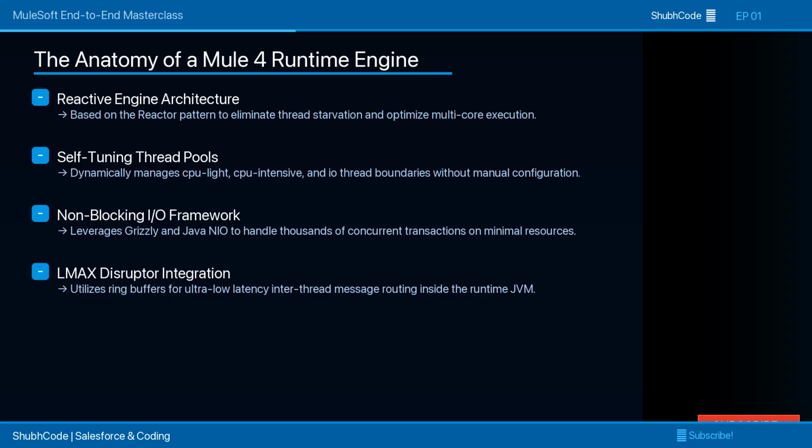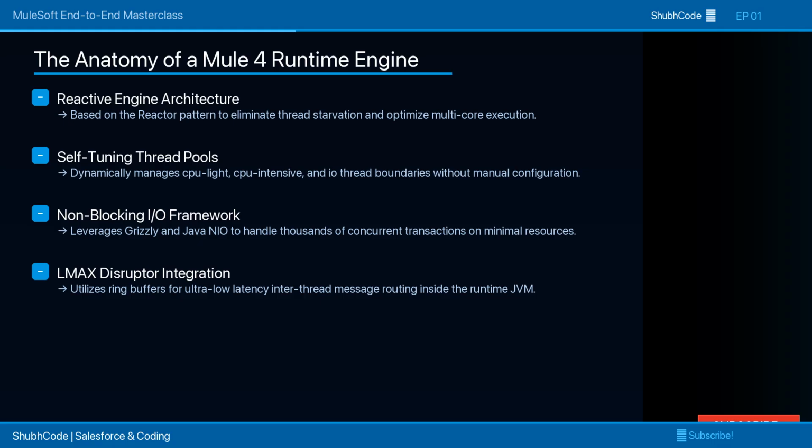Under the hood of the Mule 4 execution engine lies a masterclass in reactive programming. Unlike Mule 3, which utilized separate, dedicated thread pools for every single connector in a flow, Mule 4 introduces a unified, non-blocking, reactive execution engine based on the reactor pattern. It leverages three main thread pools, CPU-Lite for non-blocking orchestration, CPU-Intensive for heavy DataWeave calculations, and I/O for waiting on slow external databases or HTTP endpoints. These pools are completely self-tuning, scaling dynamically based on the available CPU cores and memory profiles of your vCores.